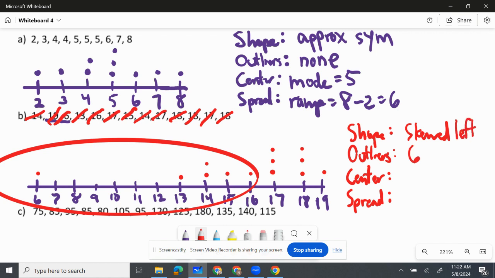Outliers, there would be 6 would be our outlier. Center, we're going to use the mode. That's the one that occurs the most. There's actually 2 modes, so technically it's called bimodal because there's 2 of them. If there's 3, we would call it trimodal. The spread, once again, we're going to use the range. Make sure that for the center and the spread, you're actually naming which ones that you're doing. And so what we do is we take our 19 minus 6, which of course is 13.